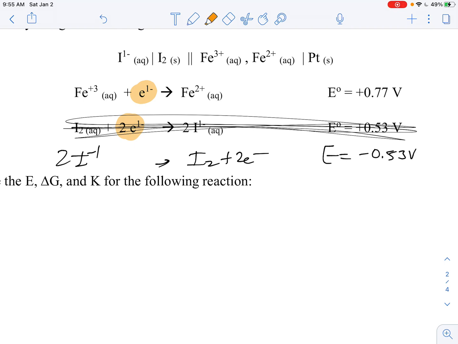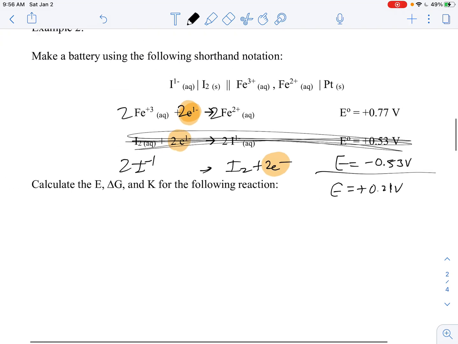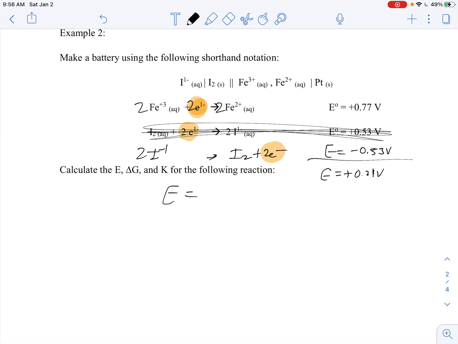As soon as I flip that, that becomes a negative 0.53 volts. And now I've got 2 moles of electrons being transferred here and only 1 mole of electrons being transferred there. So I'm going to have to double this whole thing here. What does that do to my voltage? Nothing, because when you change the stoichiometry in electrochemistry, nothing changes. So that is our overall equation. I simply add these together, and that looks like it's going to be positive 0.24 with math in my head. Let's make sure that we're right. Yep, positive 0.24 volts.